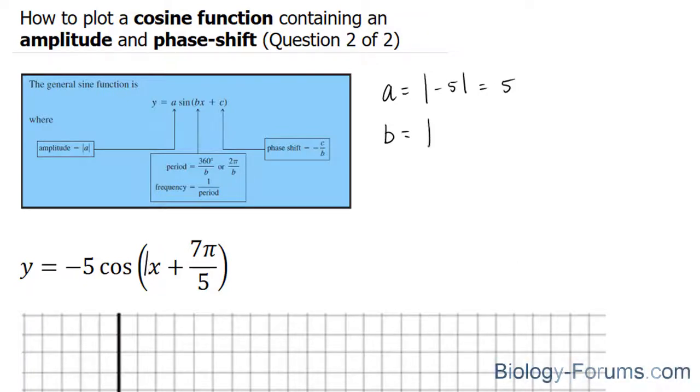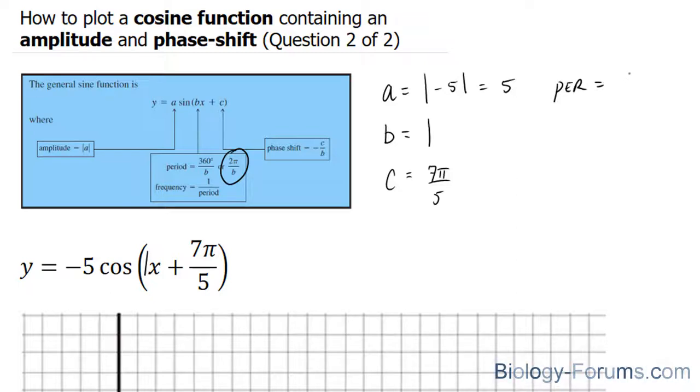And lastly, your C value is this number right here, 7 pi over 5. And this number is significant for several reasons. But in our case, it's significant because it is in radians. And since it's in radians, our whole equation is configured in radians. Therefore, we will be using this formula to find our period. So let's go ahead and find our period now.